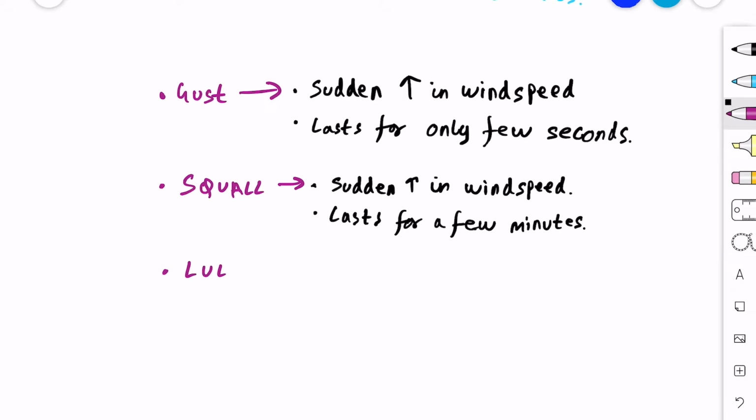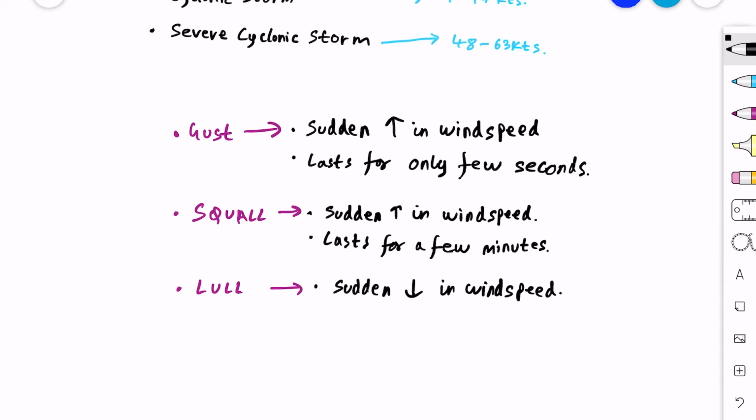Next one is a lull. This means a sudden decrease in wind speed. You can get straight questions on these three as well, so make sure you know the meaning of the three terms.